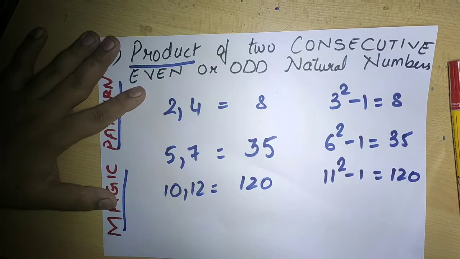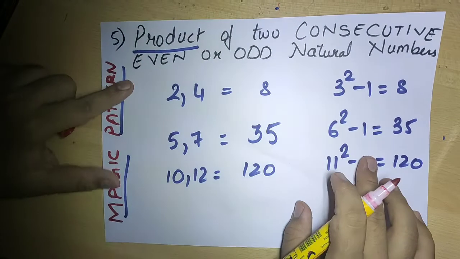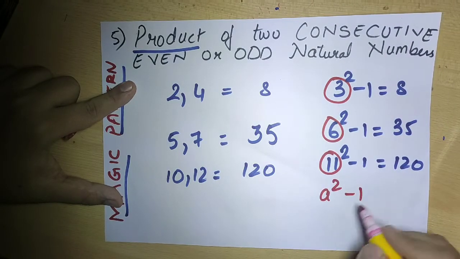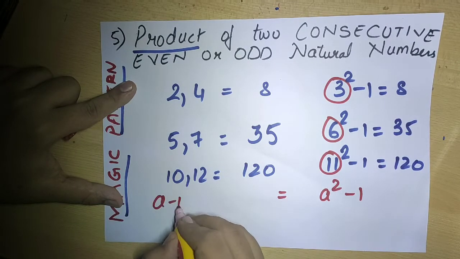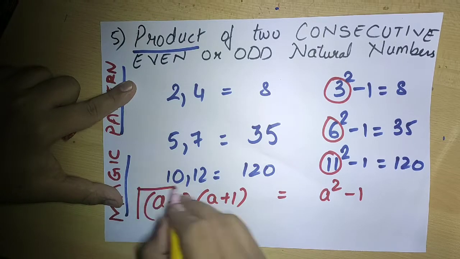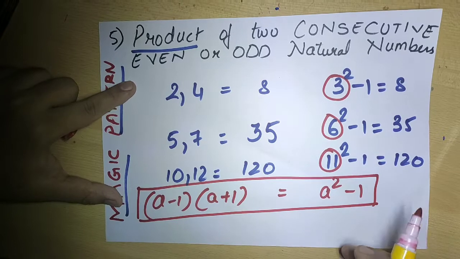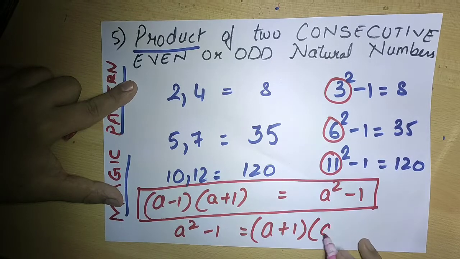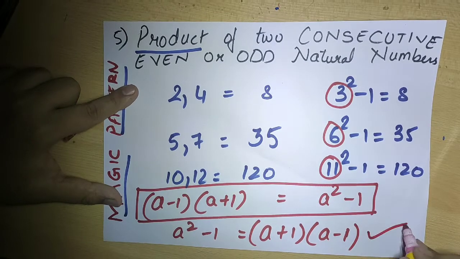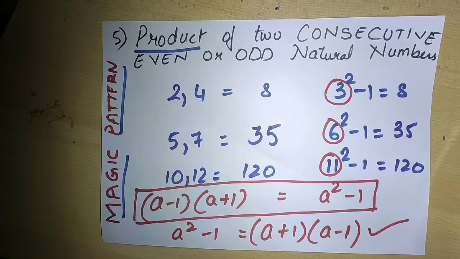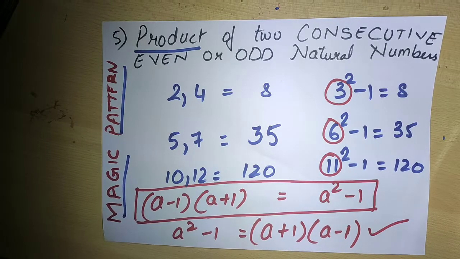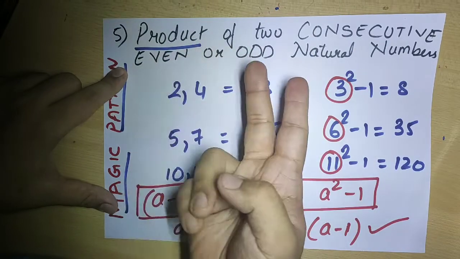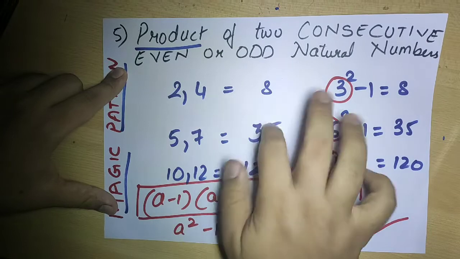that is also 120. So we can see that there is a general formula. If this is A, this is the product of A minus 1 and A plus 1. You already did this in algebraic expressions. You already know that A square minus 1 is equal to A plus 1 multiplied by A minus 1. Please note it down. You can also try with other numbers and verify that the product of two consecutive even or odd natural numbers has this pattern. Note it down.